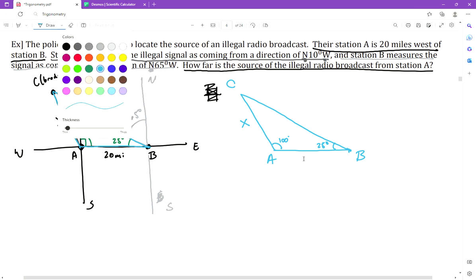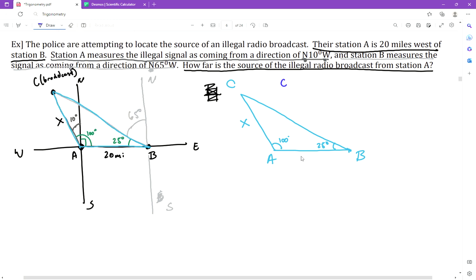We also instantly know, let's do one other color, we also know angle C. So angle C plus the 100 plus the 25 should equal 180. If we solve that, C plus 125 is 180, so angle C is 55. So we have that too. Once you have two angles, you do know the third.